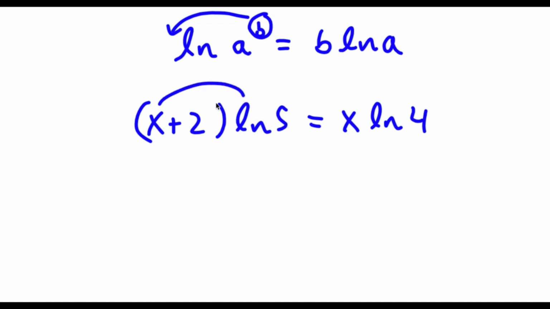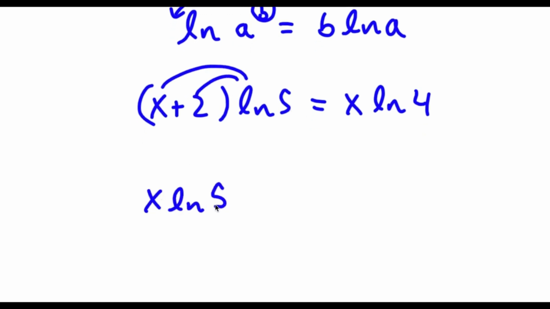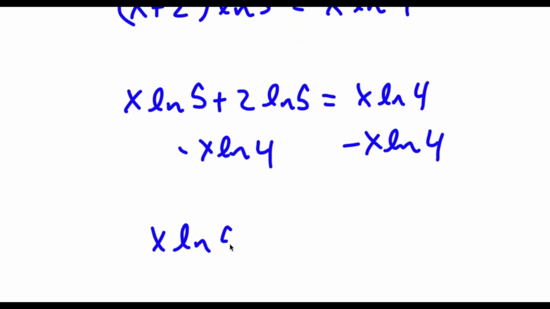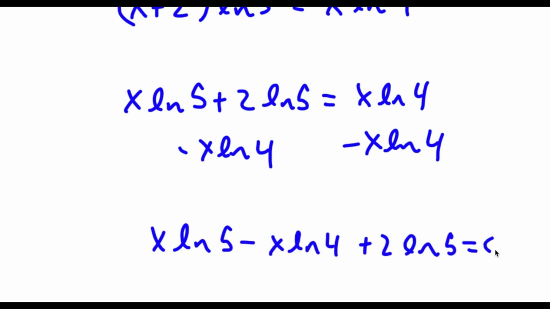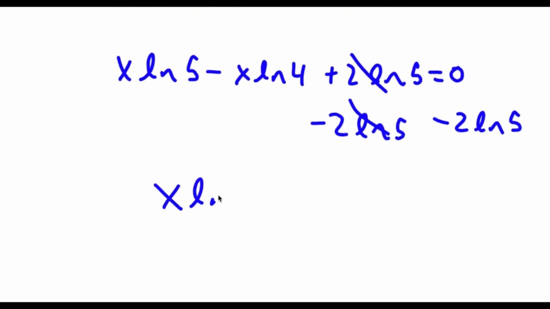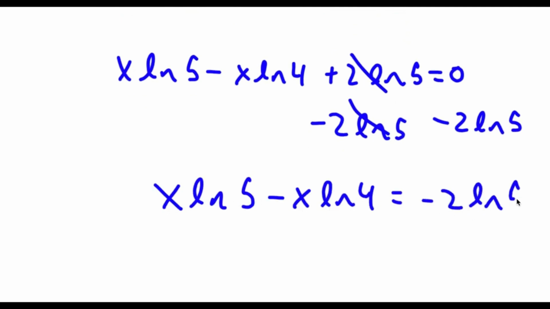Now, if I distribute ln 5 with x plus 2, I get x times ln 5 plus 2 times ln 5 is equal to x times ln 4. Now, I'm going to subtract both sides by x times ln 4. So now I have x times ln 5 minus x times ln 4 plus 2 times ln 5 is equal to 0. Now if I subtract 2 times ln 5 on both sides, these two cancel out. Now I'm left with x times ln 5 minus x times ln 4 is equal to negative 2 times ln 5.